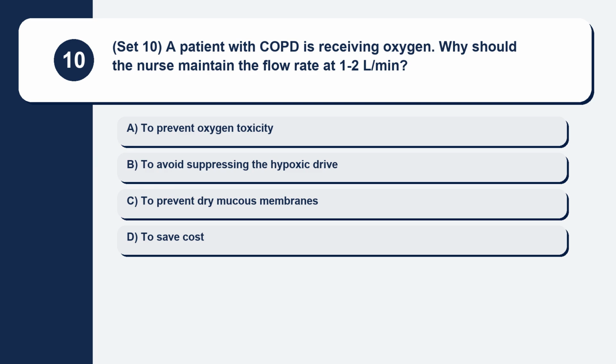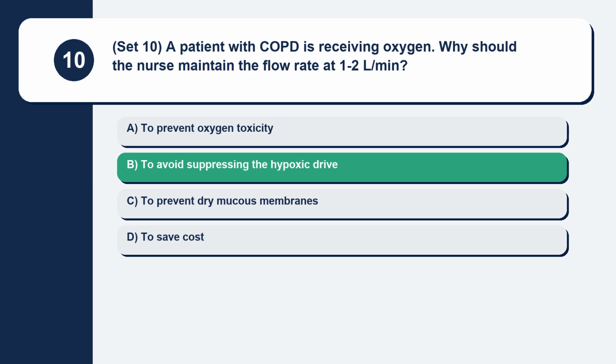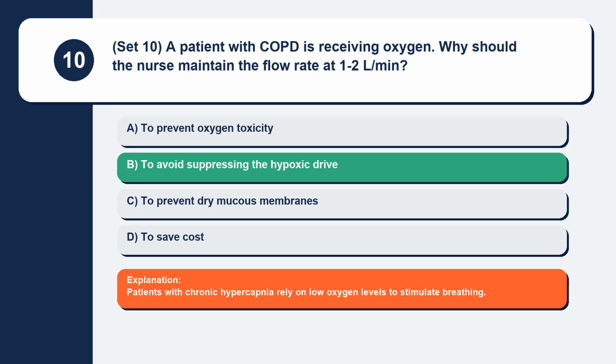Question 10. Set 10, a patient with COPD is receiving oxygen. Why should the nurse maintain the flow rate at 1 to 2 L/min? To prevent oxygen toxicity, to avoid suppressing the hypoxic drive, to prevent dry mucous membranes, to save cost. Patients with chronic hypercapnia rely on low oxygen levels to stimulate breathing.